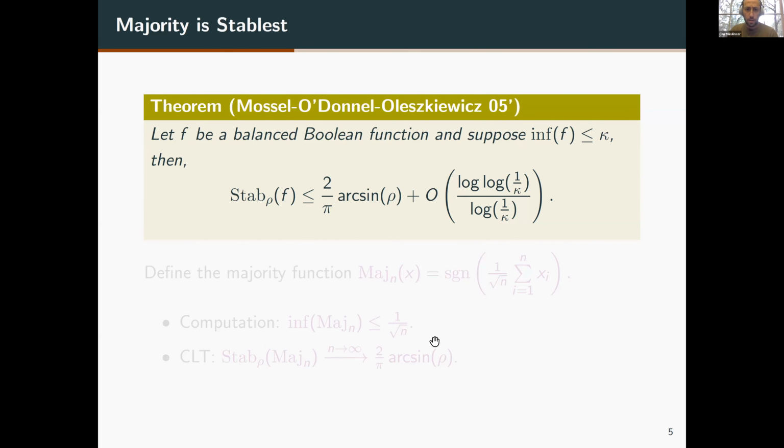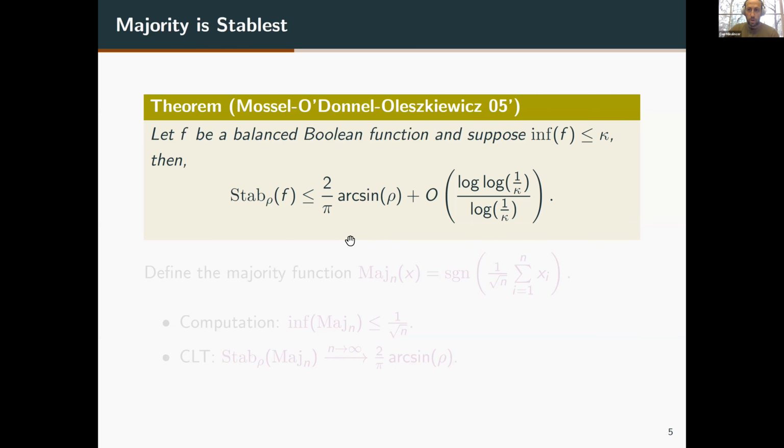Let me state the result, and then I'll explain why it's called majority is stablest. Among all balanced Boolean functions for which we've capped the maximal influence to be at some level kappa, the noise stability is bounded by some function of the noise, arcsine of rho, and an error term which goes to zero as kappa goes to zero, as the maximal influence goes to zero. So basically, for very small influences, you can think about this term as being the maximal stability you can achieve.